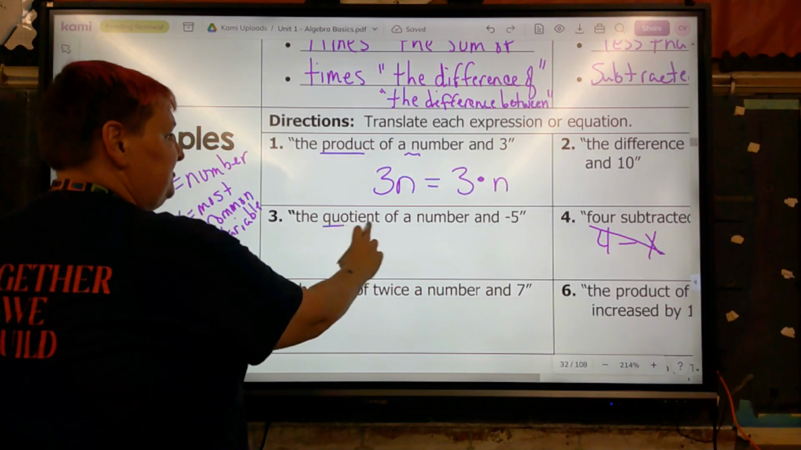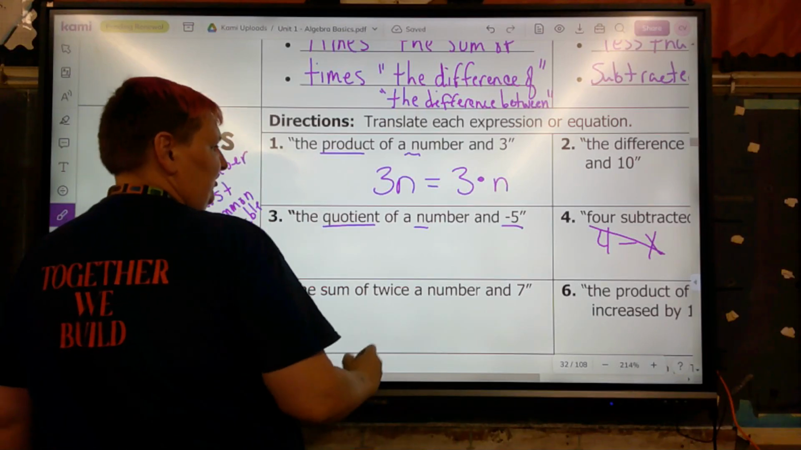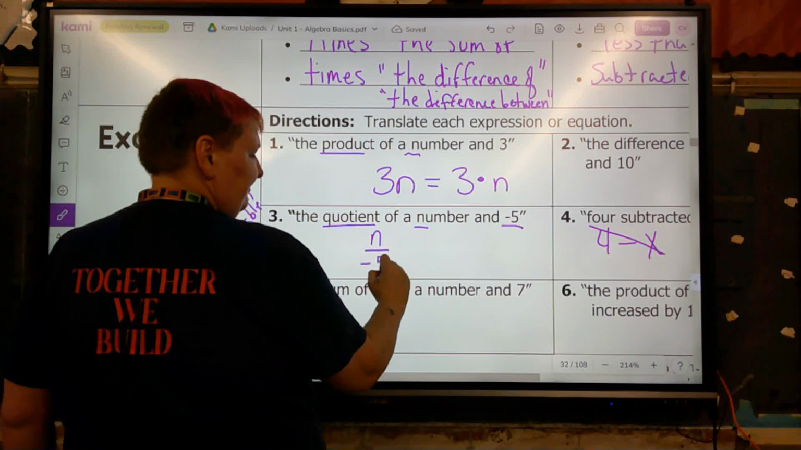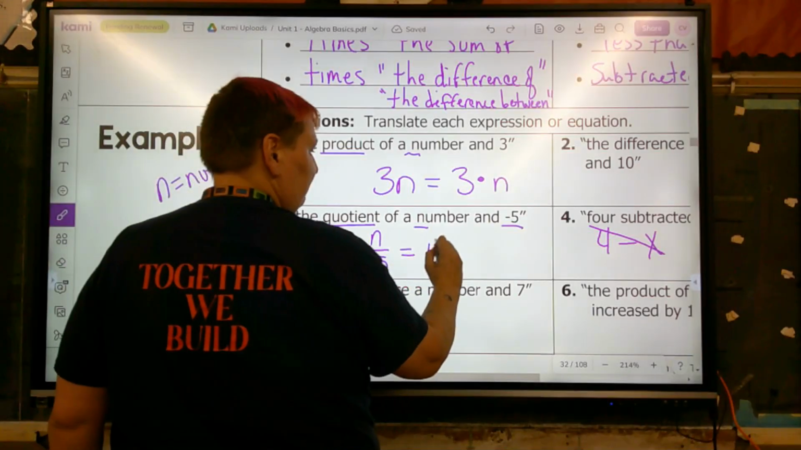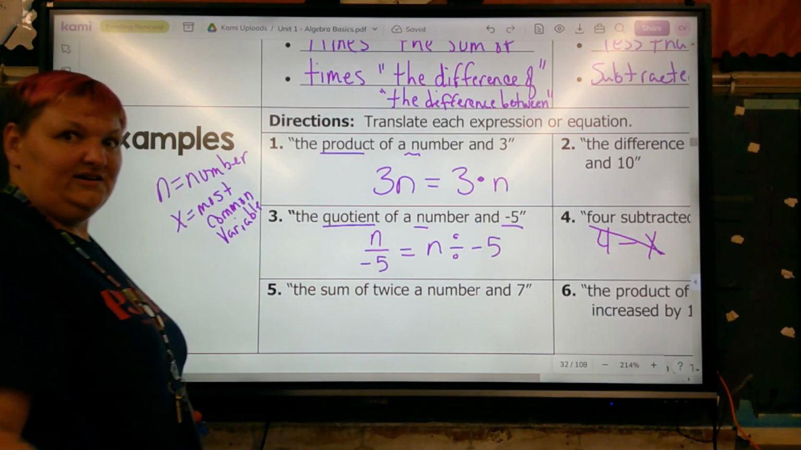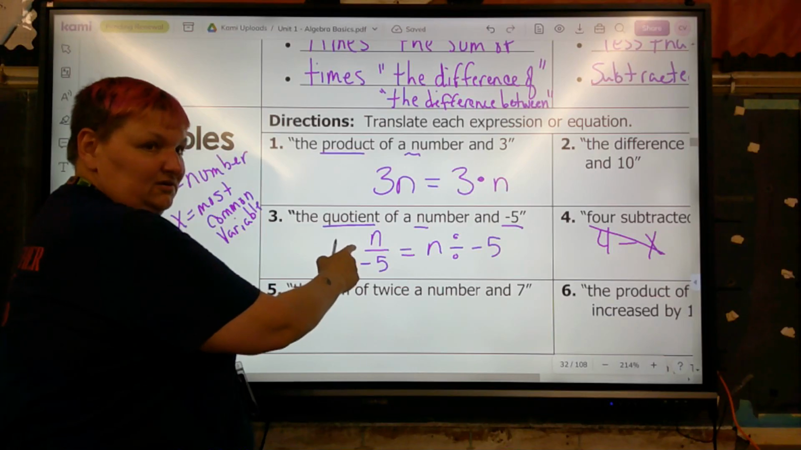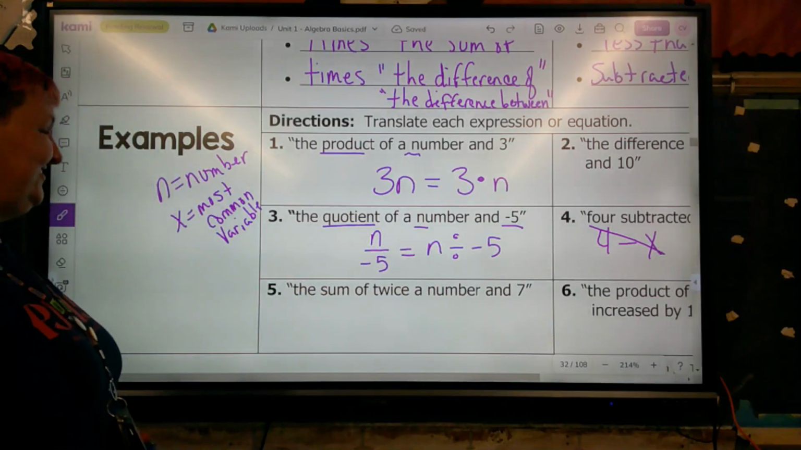The quotient of a number and -5. So we're looking for the division of a number and -5. You could write it like this, or you could write n divided by -5. I will accept either answer. This is more algebra. This is more elementary, but I will accept either answer.